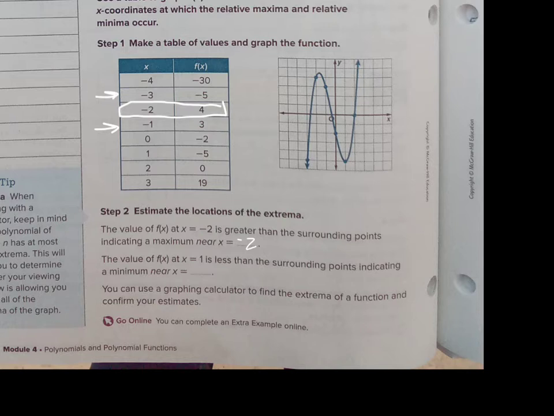The value of f of x at 1 is less than the surrounding points, indicating that there is a minimum near x equals 1. And in this case, that looks like a minimum there. So this is the other point that we're looking at. Again, -5 is smaller than -2 and 0. You can use a graphing calculator to find the extrema of a function and confirm your estimates.